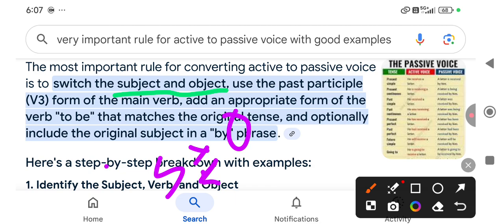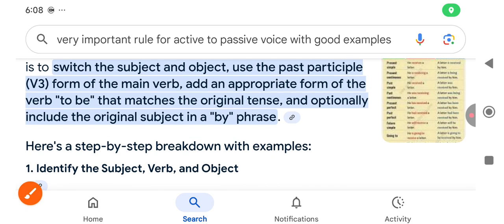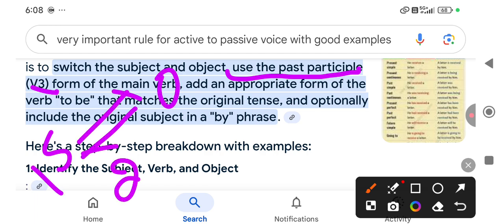I have already made the video, but here I'm reading text so that if something is different, I can explain the same. Okay. So the first rule is subject and object. Then use of the past participle, verb form 3, which is very important. Number 2 is the past participle, the third form of the verb. Always we have to take the past participle, right?